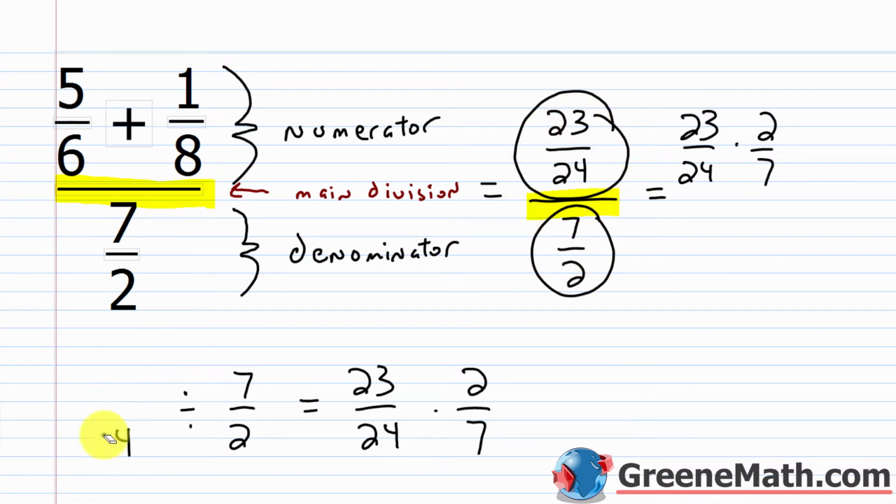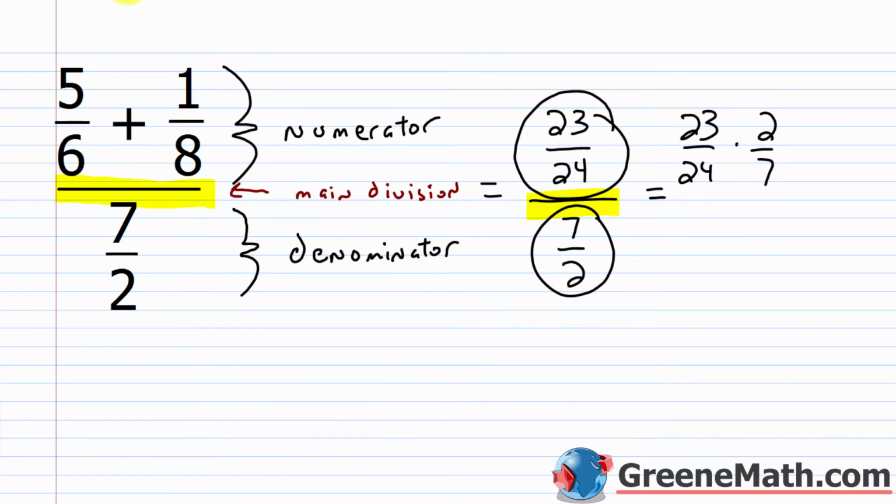Okay, so let me just erase this. We know how that sets up. And what I want to do is cancel any common factors before I multiply. So now I can cross cancel a 2 between here and here, and this would be 12. So now what I'm going to be left with is 23 times 1 for my simplified numerator over 12 times 7, which is 84. So I get 23 over 84 as the simplified complex fraction.